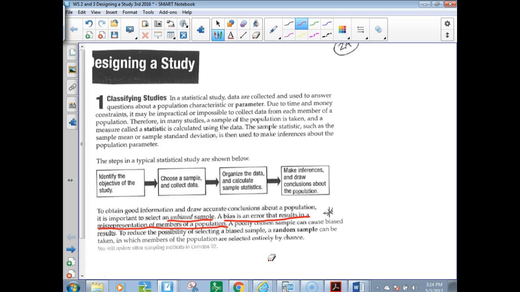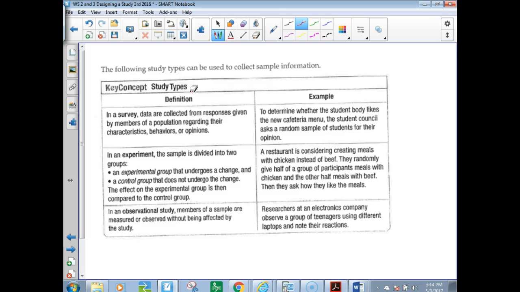So we've already discussed an example like that. You don't ask people at a pet store if they like pets. Kind of silly. A poorly chosen sample can cause biased results. To reduce the possibility of selecting a biased sample, you would take a random sample. All right, let's go on to this box.